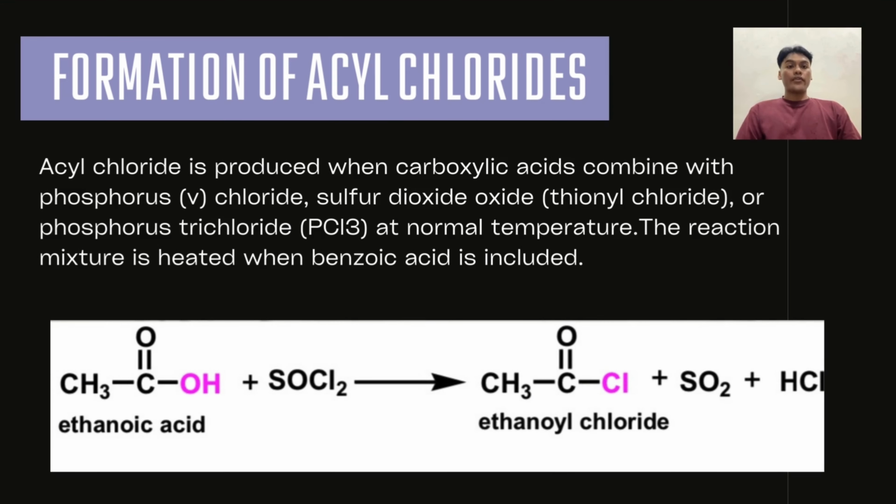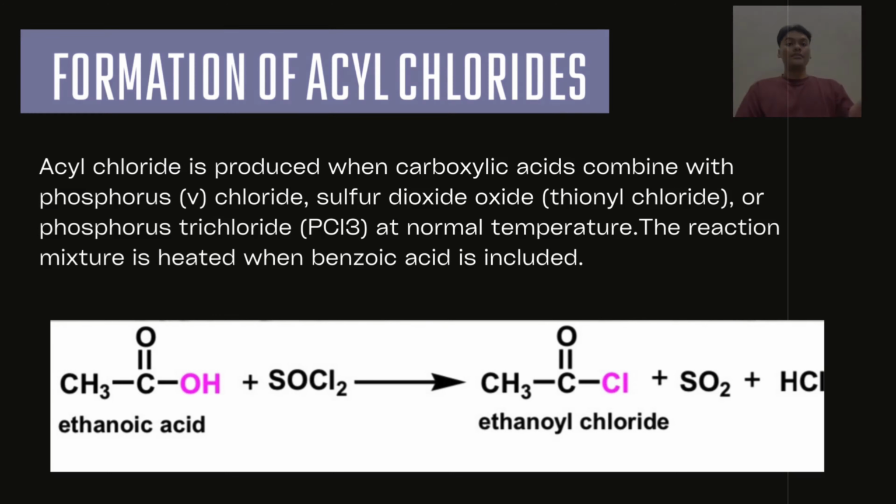Formation of acyl chloride. Acyl chloride is produced when carboxylic acid is combined with phosphorus pentachloride, sulfur dioxide chloride, or phosphorus trichloride at normal temperature. The reaction mixture is heated when benzoic acid is included. This picture is an example of this reaction.